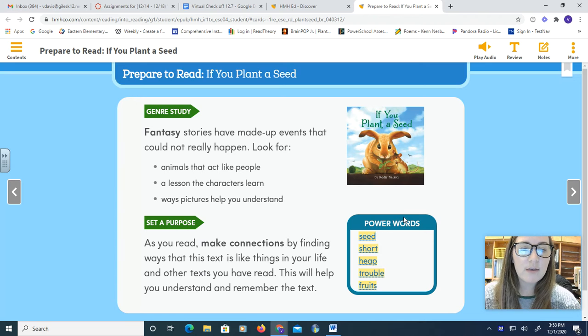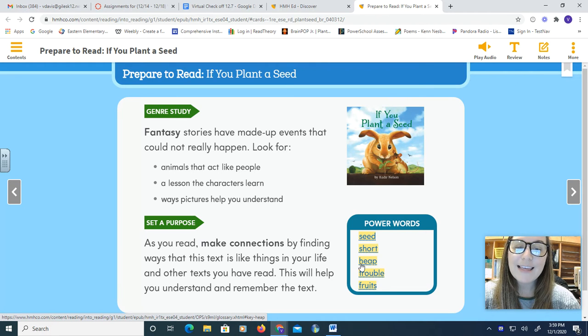Our power words in our story, we have seed, which, for example, whenever we learned about apples and pumpkins, we learned that you have to plant a seed in order for the plant to grow. Our next word, look right there, it has that SH digraph, so it's going to go shh. That word is short. So short can have multiple meanings. One meaning that it can have, it means the opposite of tall. So if something is short, it's kind of smaller. It's not so lengthy. Or it could mean a short amount of time.